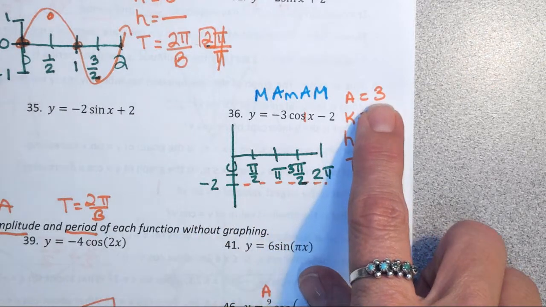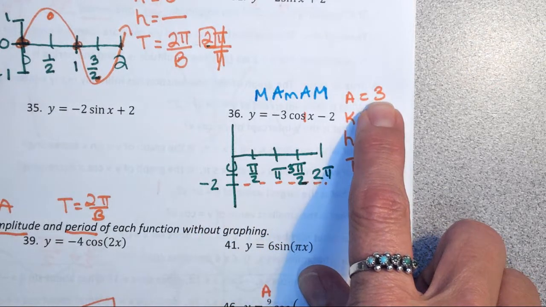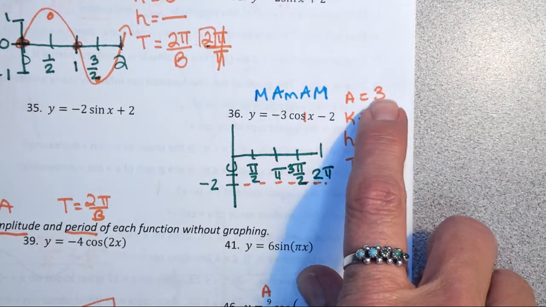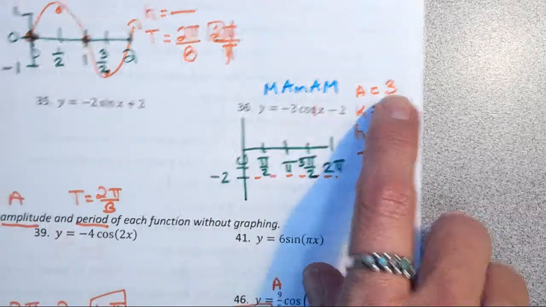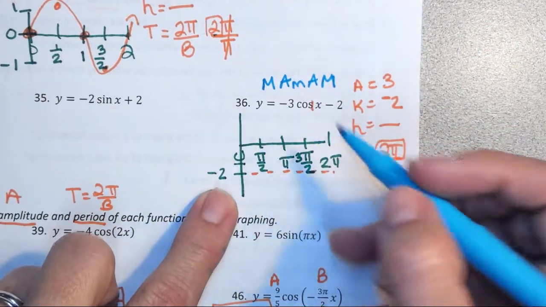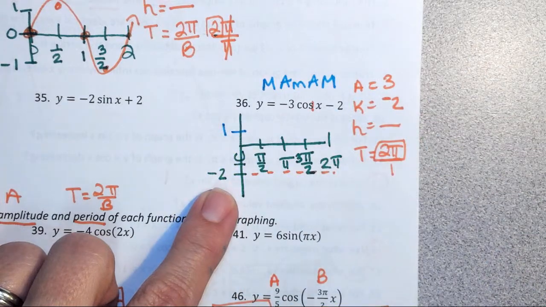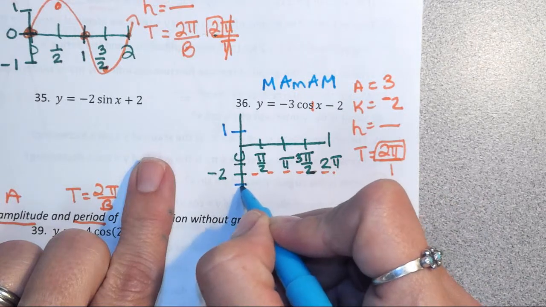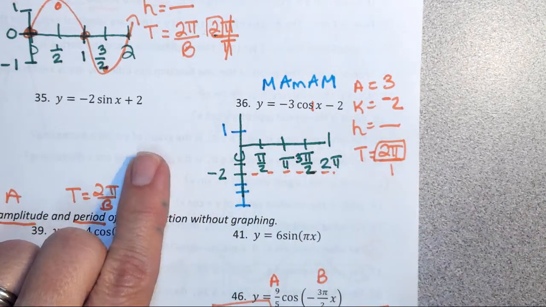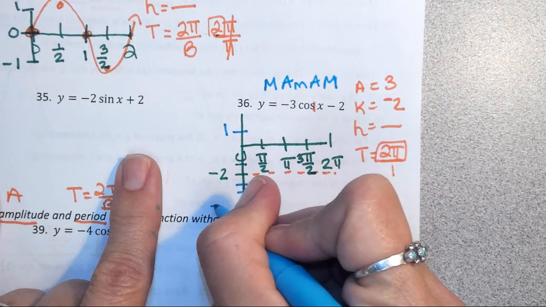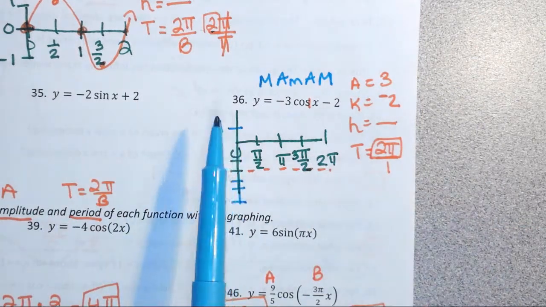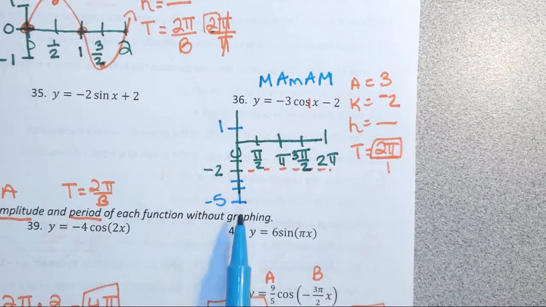And I want to be how tall above it? 3. And how far below it? 3. I'm going to go 3 above it, 3 below it. So what is 3 above -2? 1, 2, 3. Now I'm going to go 3 below. 1, 2, 3. Where does that put me at? -5. Very good. So my maximum in the graph is 1. My minimum when I graph is -5.